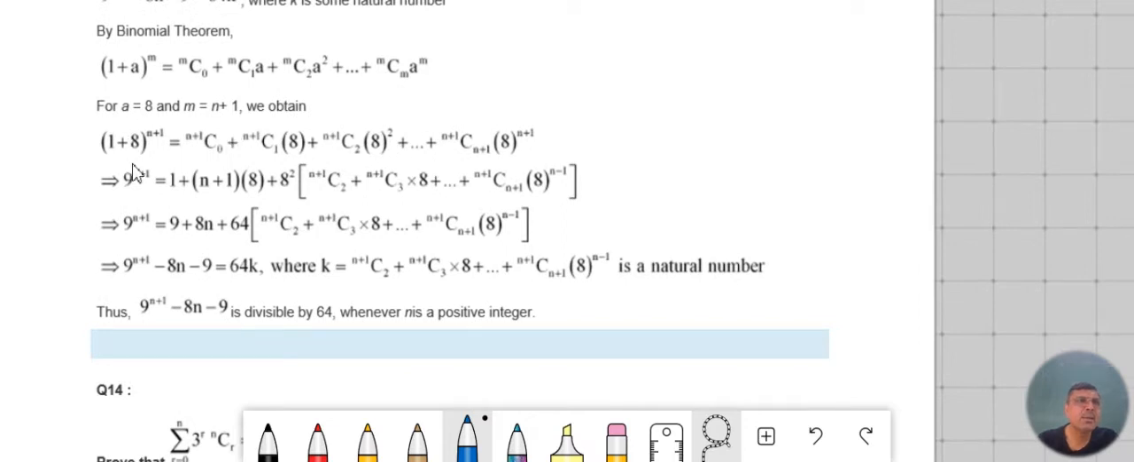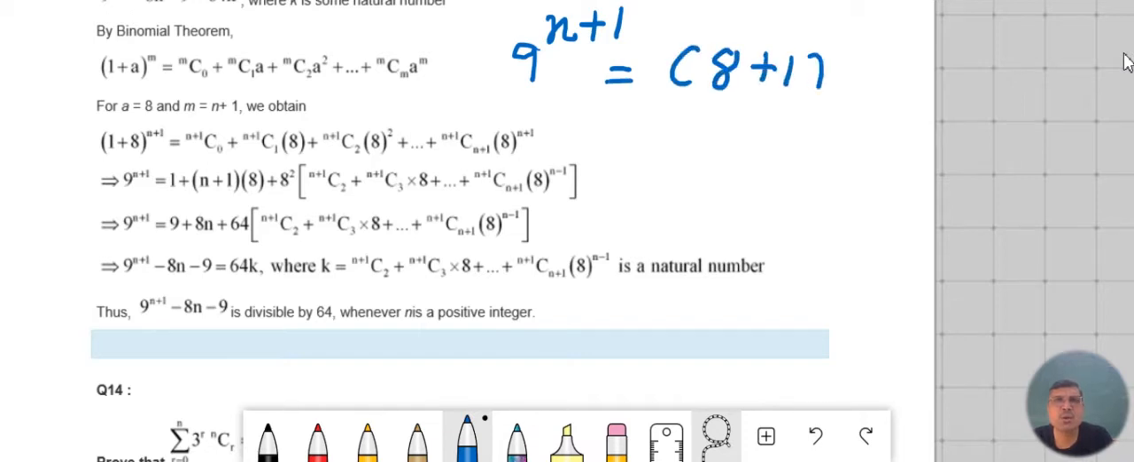Say 1 plus 8 raised to n plus 1. 9 raised to n plus 1, I may express in this form, 8 plus 1 raised to n plus 1. Alright, so 1 plus 8 raised to n plus 1. Now use your binomial theorem. n plus 1 C0, n plus 1 C1, n plus 1 C2, up to n plus 1 C n plus 1, 8 raised to n plus 1.